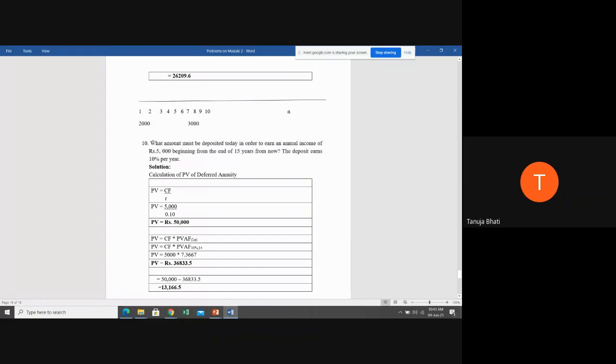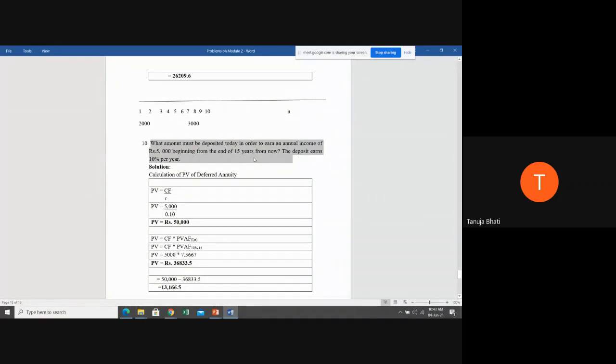Okay, let me explain. They are asking, today what amount should I deposit? That means they are asking for the present value, because they want to know the value of today. In order to earn an annual income of 5,000, beginning from the end of 15 years, it means for the first 15 years they do not want anything. They want the flow of income to arise after the end of 15 years.